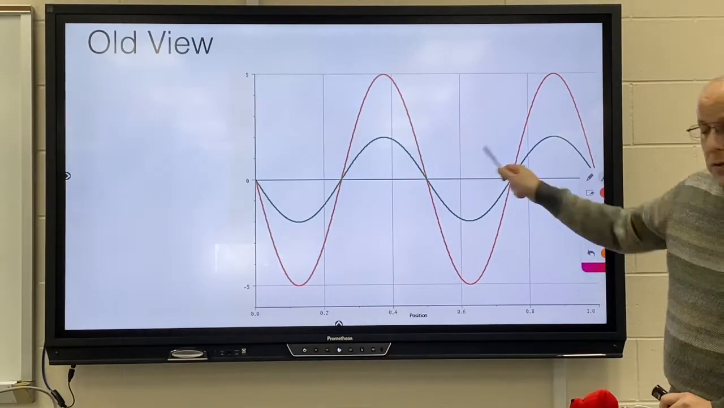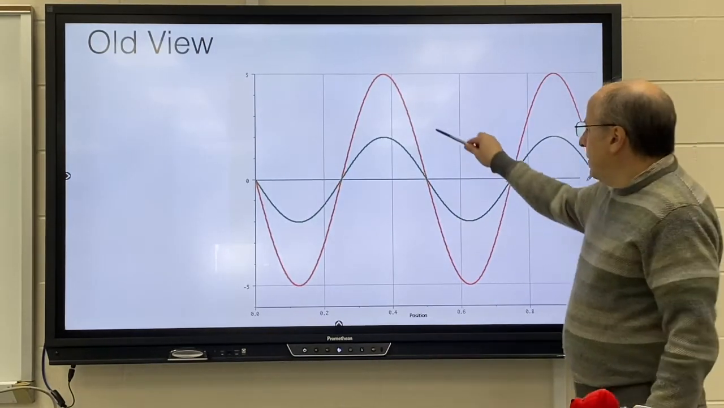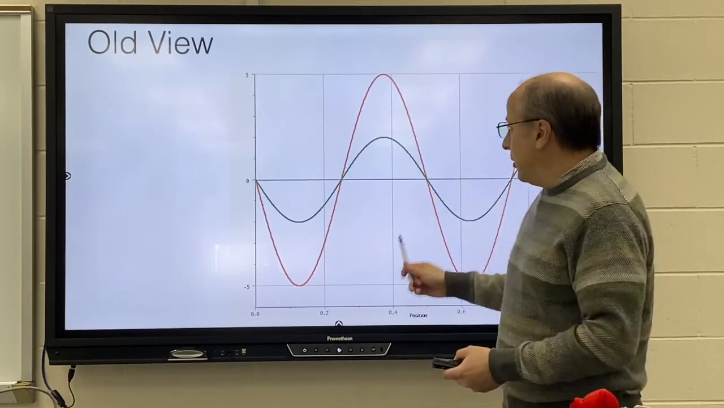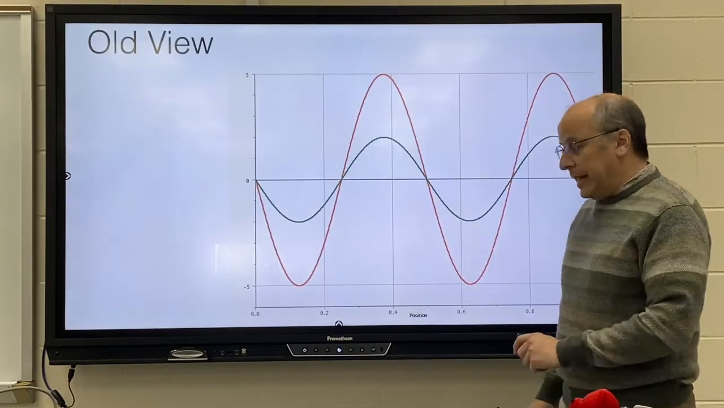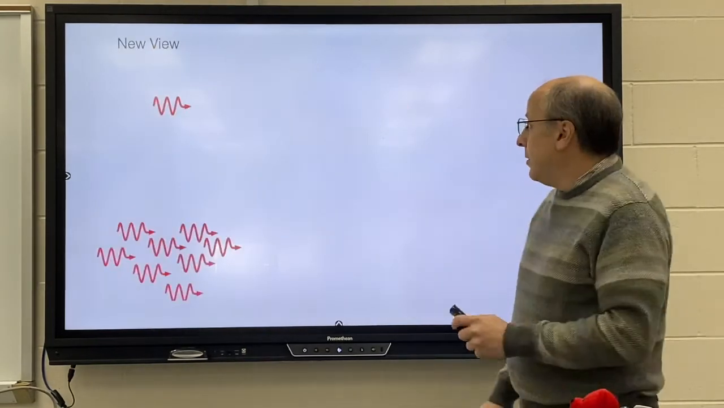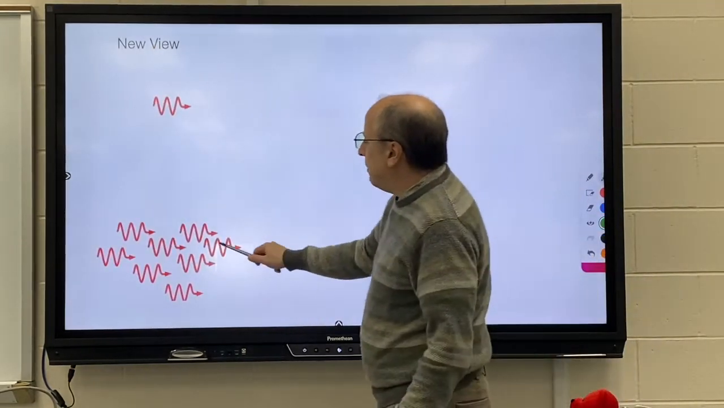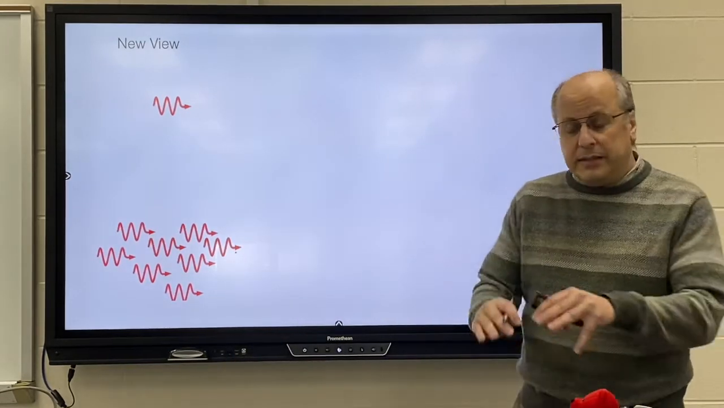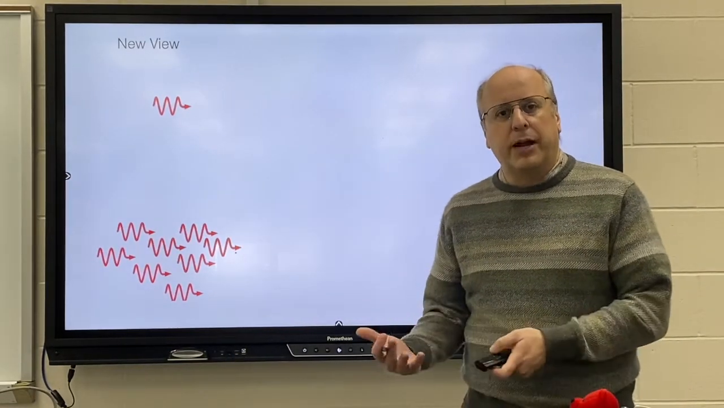Old view, we had light being determined by amplitude, right? The brightness of the light was determined by the amplitude. That is not correct. Brightness is determined by the number of photons, okay? Higher number of photons in a given space is going to be a brighter light.